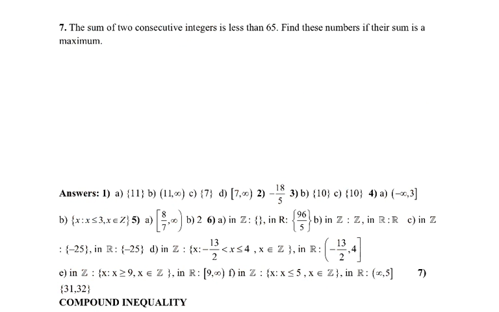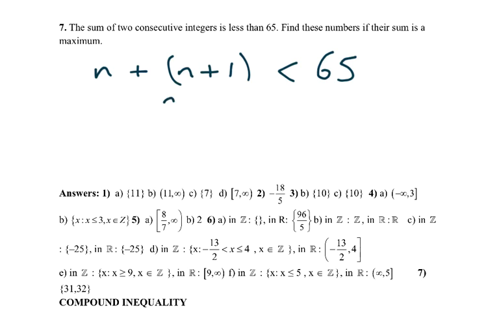Question 7, we need to set up our own inequality then. The sum of 2 consecutive integers. Well, if one integer is n, the consecutive integer, the one after it, will be n plus 1. So there's the sum of 2 consecutive integers, and we know that that sum is less than 65. So find these numbers if their sum is a maximum. So we want the maximum value of n that satisfies this inequality.